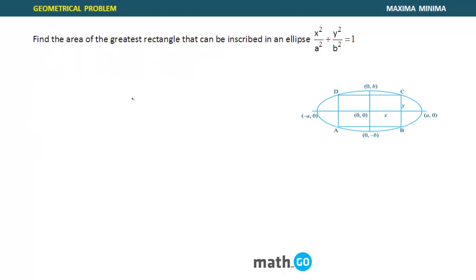Now let us take the other geometrical problem, and this problem is much more inclined towards the subjective part of it, which could be asked in your board examinations. Let's see how we'll solve this. So it says find the area of the greatest rectangle that can be inscribed in this particular ellipse.